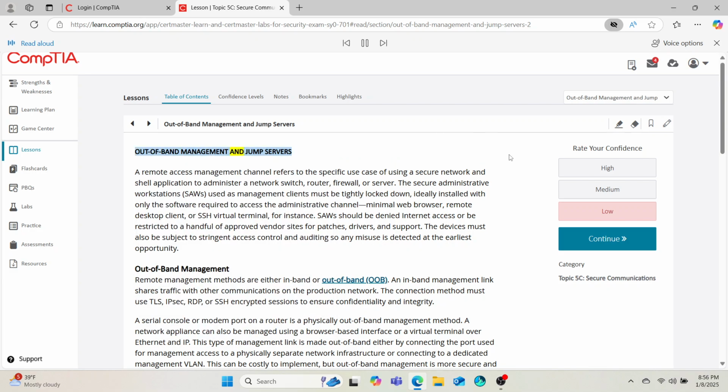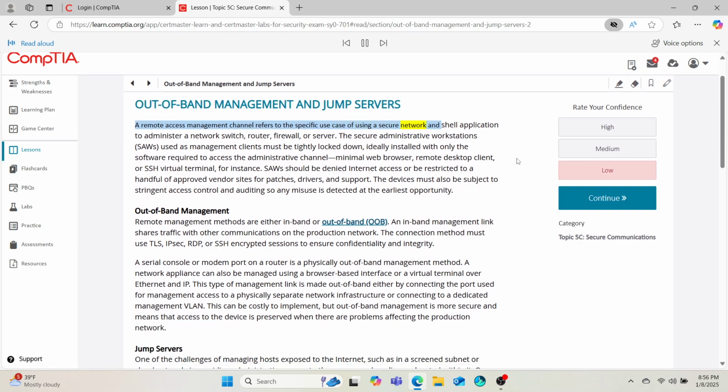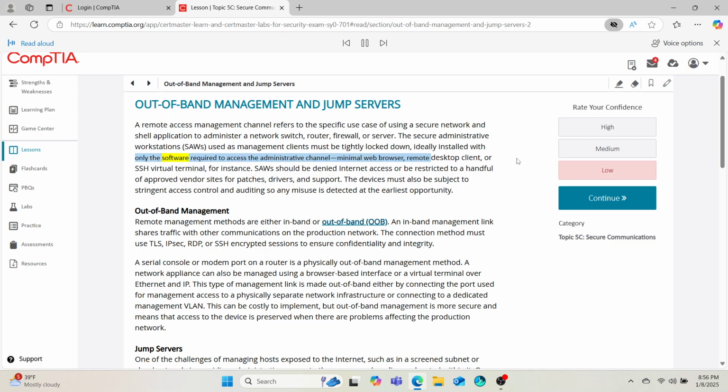Out-of-band management and jump servers. A remote access management channel refers to the specific use case of using a secure network and shell application to administer a network switch, router, firewall, or server. The Secure Administrative Workstations, SAWs, used as management clients must be tightly locked down, ideally installed with only the software required to access the administrative channel, minimal web browser, remote desktop client, or SSH virtual terminal, for instance.